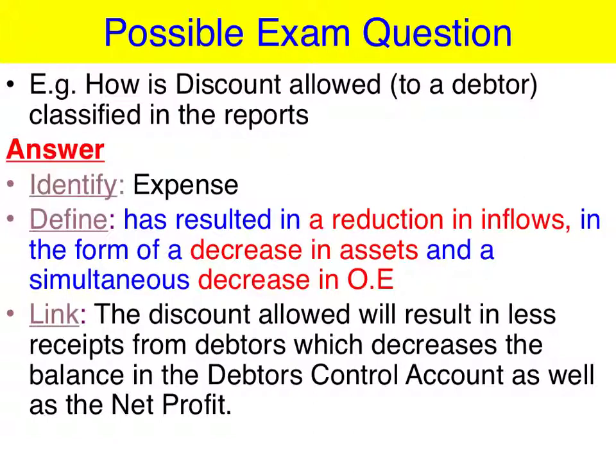It actually results in a reduction in the inflows. That's the first criteria. A reduction in the inflows. We're actually going to get less money from the debtors ultimately. It results in a decrease in assets, second criteria met, and a simultaneous decrease in OE. Now, you need to link that to the actual scenario of a discount. So the discount allowed will result in a lower figure or less receipts from our debtors, which decreases the balance in our debtors' control, as well as the simultaneous decrease in net profit.